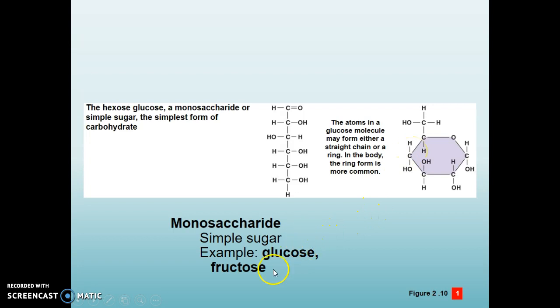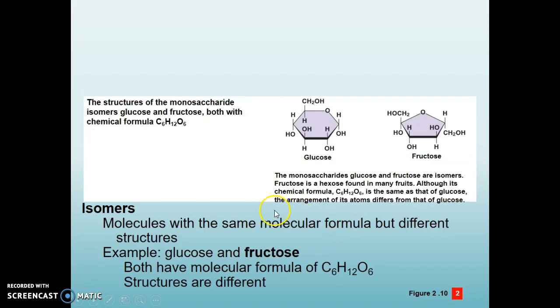Another example of a monosaccharide is fructose. Glucose is our universal cellular fuel. Fructose is fruit sugar. It's sweeter than glucose. It has the same formula, but those atoms are laid out a little differently. And that's called an isomer. A molecule with the same molecular formula but a different structure is an isomer. Glucose and fructose have this formula. You might as well memorize C6H12O6 right now because you're going to see it forever. That's glucose, our universal cellular fuel. But fructose has the same formula. It's just a different structure.